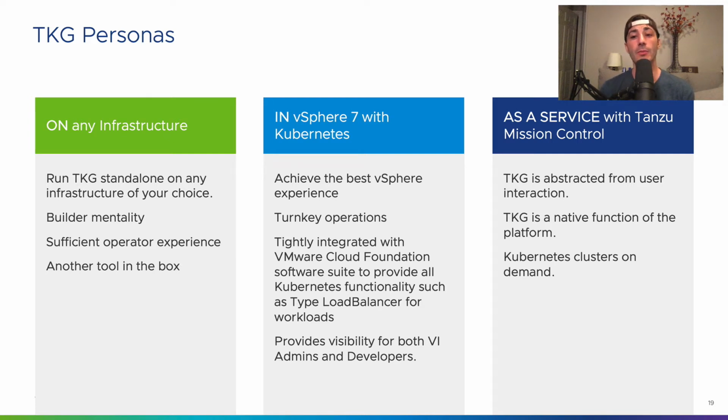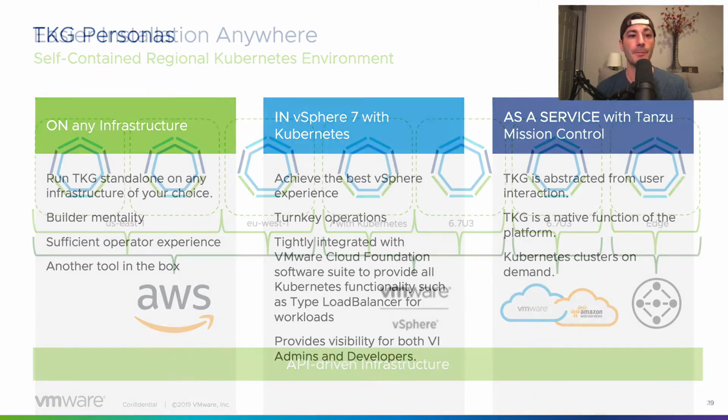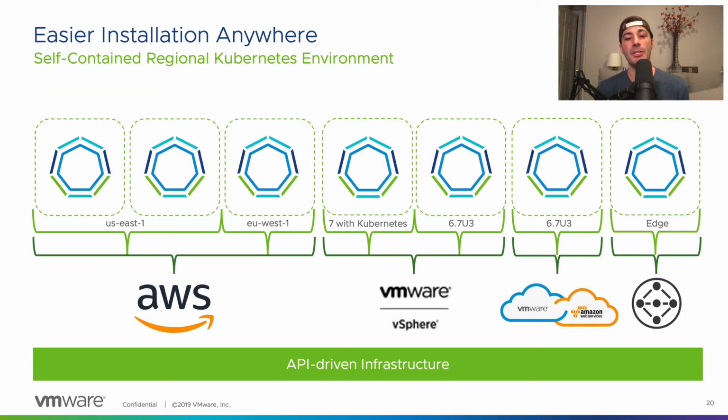And with Tanzu Mission Control, or TMC, TKG is completely abstracted. You don't actually know that you're using TKG because it's just a native function of the platform at this point. You could almost think of it as Kubernetes on demand, because you're able to go in and say, I want to create a cluster, click next, go, and it automatically deploys a cluster for you. So TKG is just hidden under the covers. What TKG really provides is easier installation across any type of infrastructure that you want.